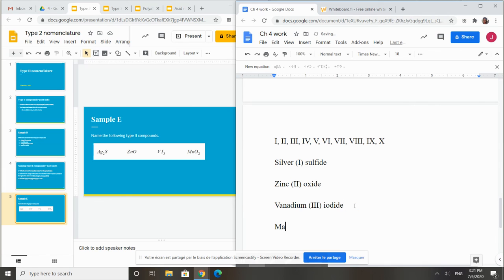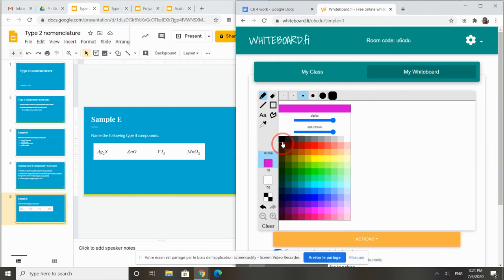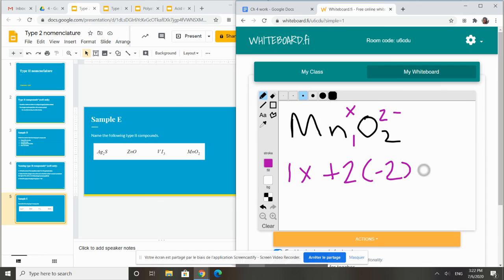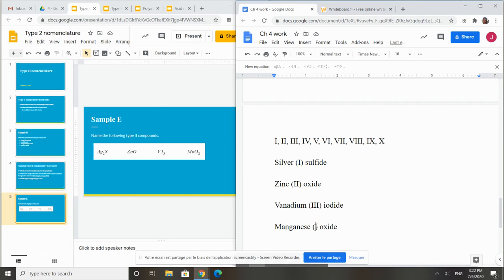And then last one, I know it's manganese. Don't get it confused with magnesium. Something oxide. So I have one manganese, each with a charge of X. I have two oxygens, each with the charge of -2. 1 times X plus 2 times -2 is equal to 0. X is equal to +4. So I go back and I put that in my parentheses.